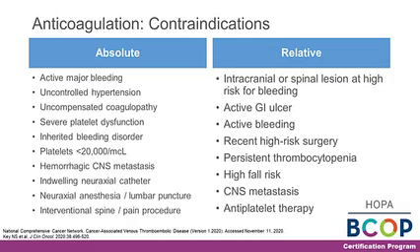Our relative contraindications for anticoagulation include active GI bleeding or other active bleeding, recent high-risk surgeries that would put the patient at risk for bleeding complications, persistent thrombocytopenia at a platelet count less than about 30 to 50,000, and those patients who are at a high fall risk with CNS disease or on antiplatelet therapy.